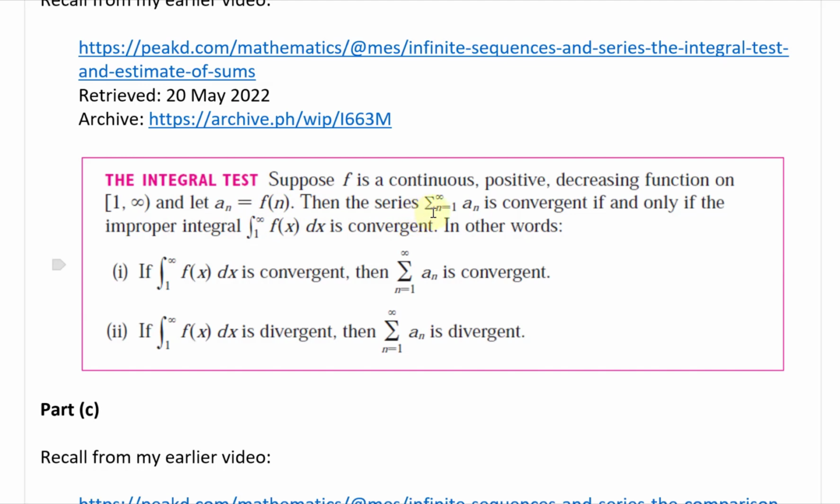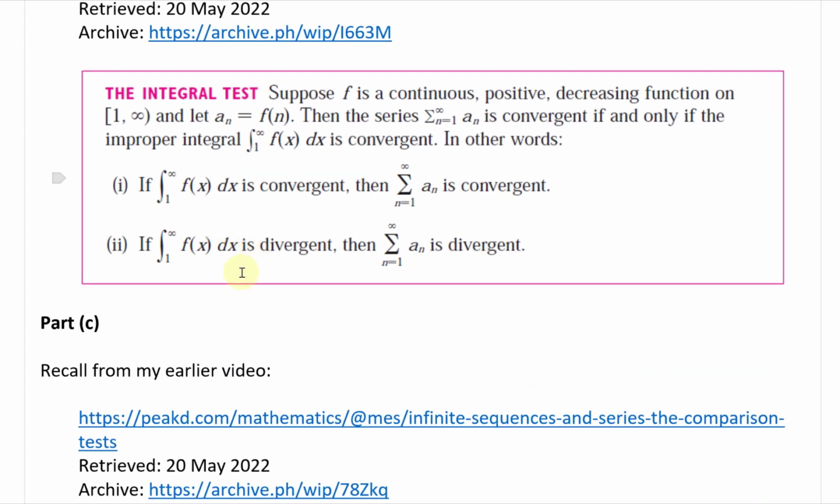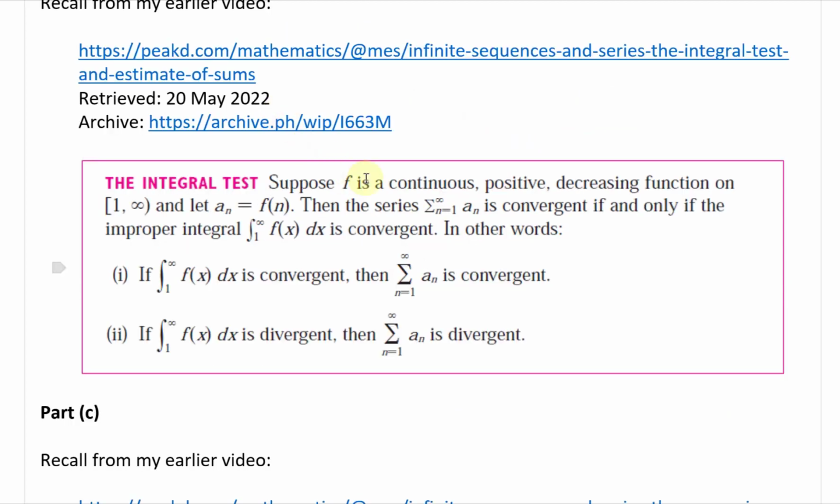Then the series, the summation from n equals 1 to infinity of an, is convergent if and only if the improper integral from 1 to infinity of f of x dx is convergent. It is improper because there's an infinity symbol there. In other words, if you could write these terms as a function, and the integral from 1 to infinity of f of x dx is convergent, then the series of the terms is convergent. If the integral is divergent, then the series from n equals 1 to infinity of an is divergent. Very interesting. And again, f has to be continuous, positive and decreasing.